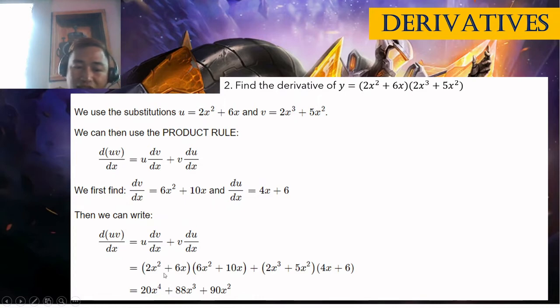So dy over dx is equal to, copy this one, 2x squared plus 6x. As a shortcut, class, memorize the formula. So this one times the derivative of this. So 3 times 2 is 6.